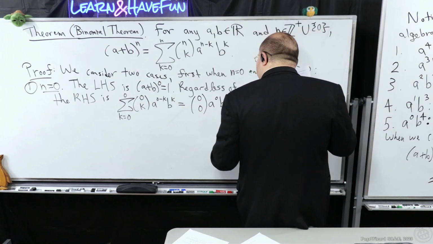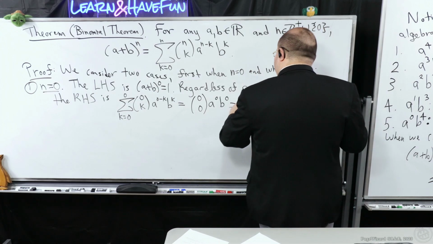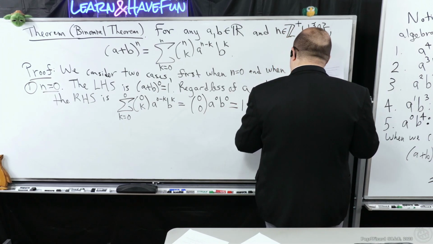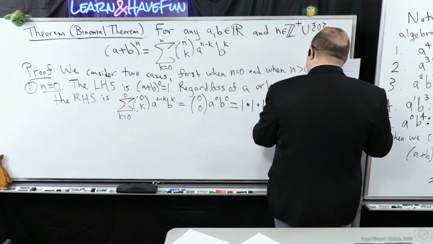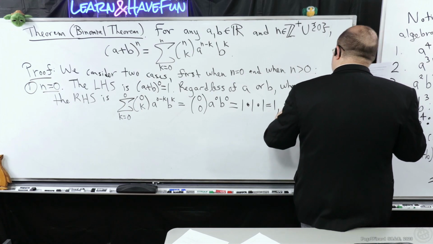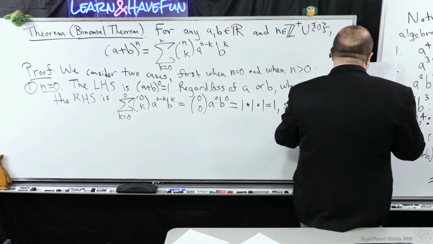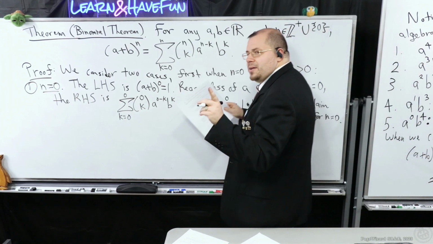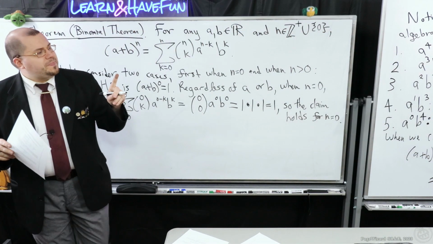Well, 0 choose 0 is just 1, right? A to the 0 is 1. B to the 0 is 1. So this is all 1. So the claim holds. So the claim holds for n is equal to 0, right? So it holds for n is equal to 0.